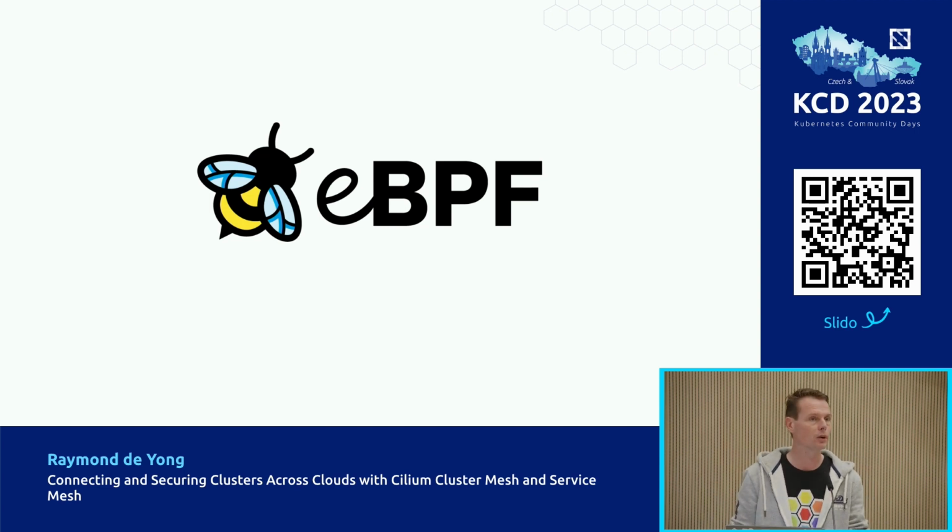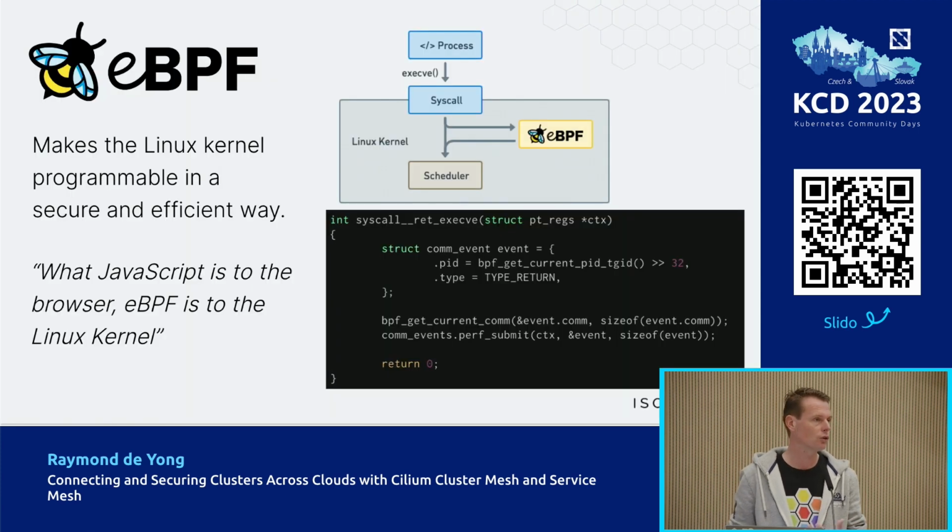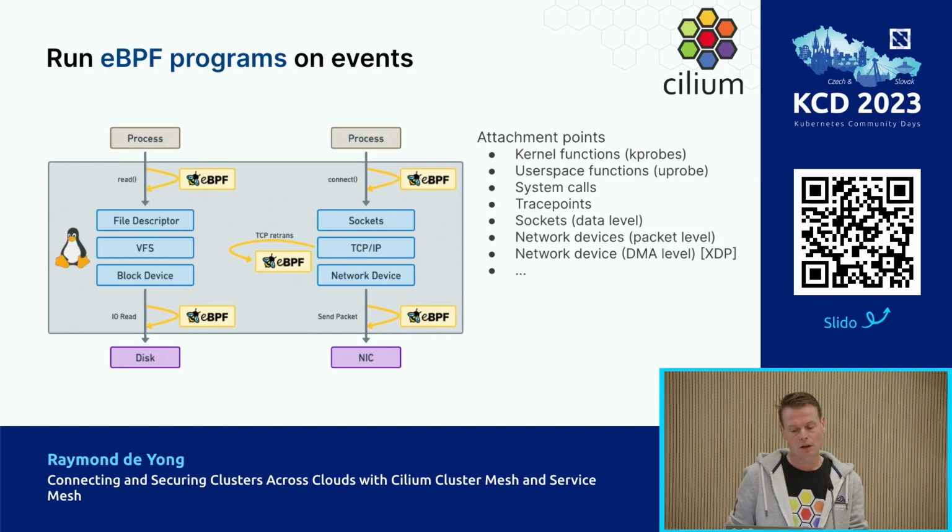eBPF stands for Extended Berkeley Packet Filter. That doesn't tell you a lot, but what it basically means is that we make the kernel programmable in a dynamic way. We like to say what JavaScript is to your browser, eBPF is to the kernel. For the context of today, this means that we're focusing on kernel events where we can attach eBPF programs on. So think about sending a packet on the wire. We can get metrics using eBPF. Connecting workloads together, a pod sending a packet, opening a process, or opening a socket, sorry. That's also an event where we can attach eBPF programs to.